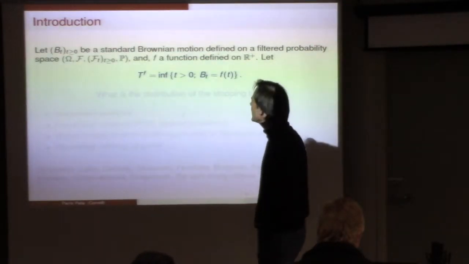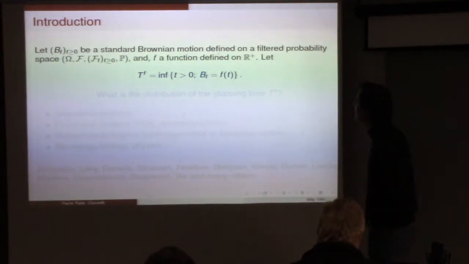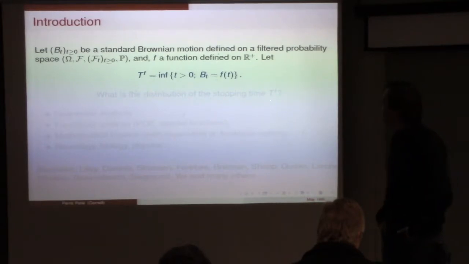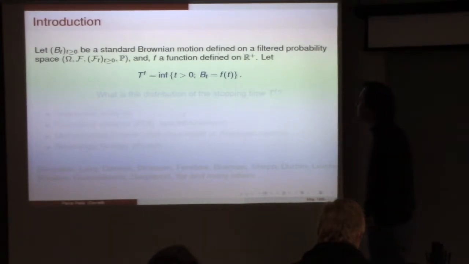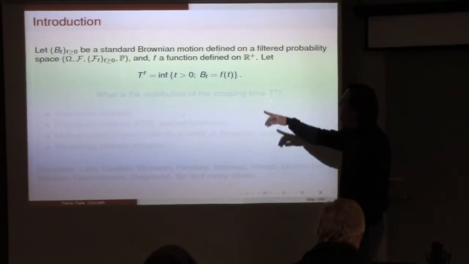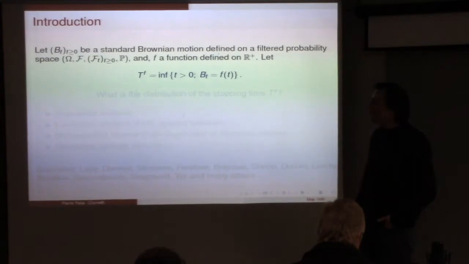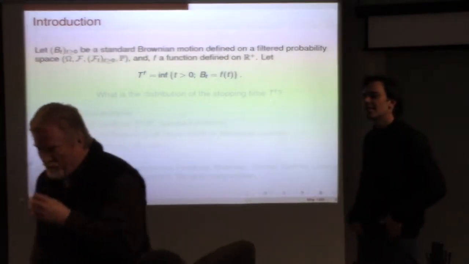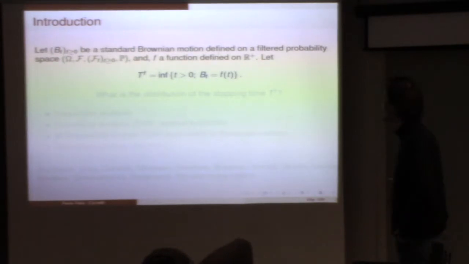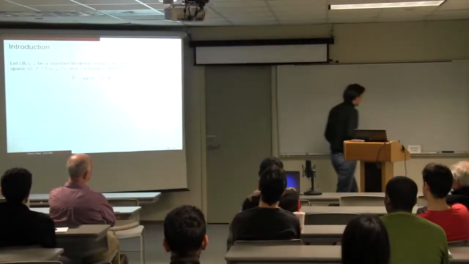We simply consider a Brownian motion defined on a filtered probability space and a function f defined on R plus, and we are interested in this stopping time Tf, which is the first time the Brownian motion will hit the moving boundary, the curve f.